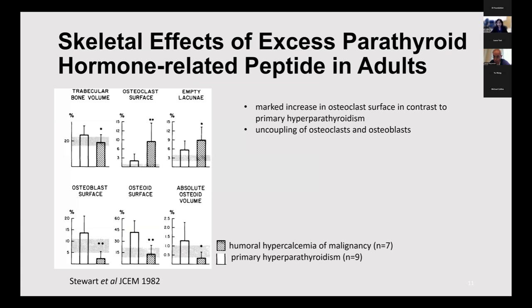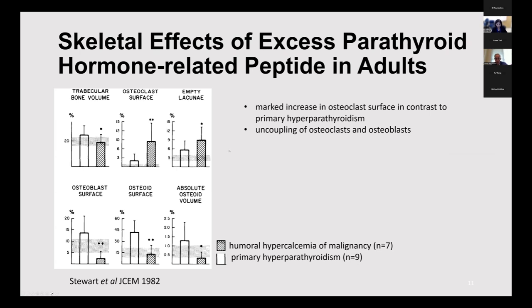Now, let's take a look at the skeletal effects of excess parathyroid hormone related peptide in adults. And this takes us back to this work published in 1982. Basically, there were 7 patients with humoral hypercalcemia of malignancy and 9 patients with primary hyperparathyroidism who underwent iliac crest biopsy. The patients with humoral hypercalcemia of malignancy had this biopsy within a month or two of their diagnoses with HHM. And the shaded bar represents patients with humoral hypercalcemia of malignancy.